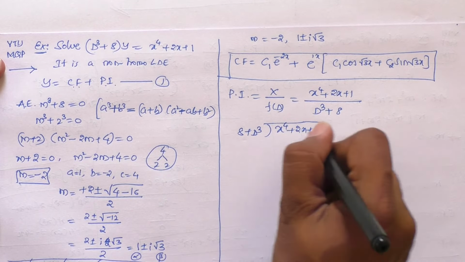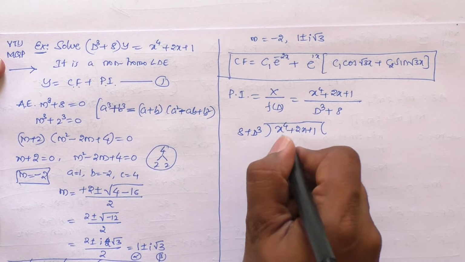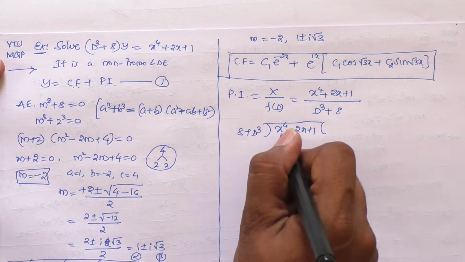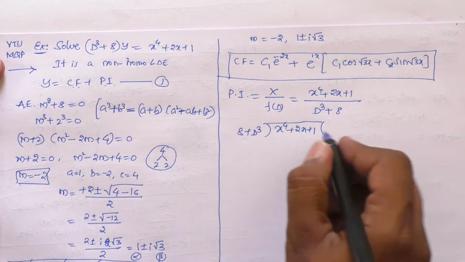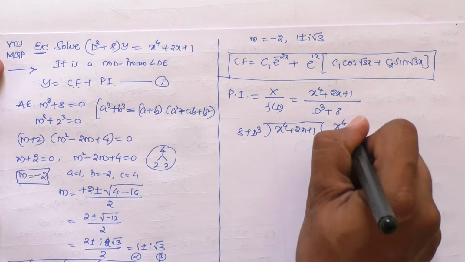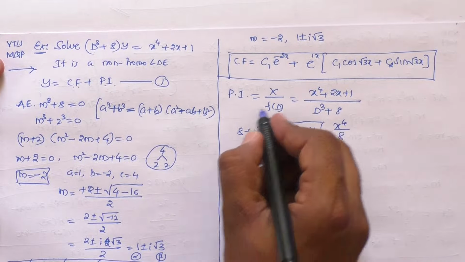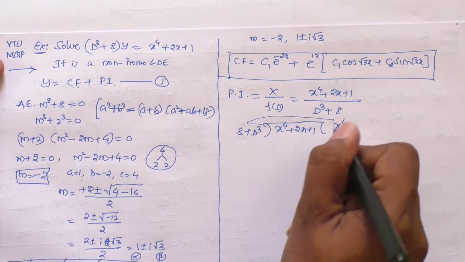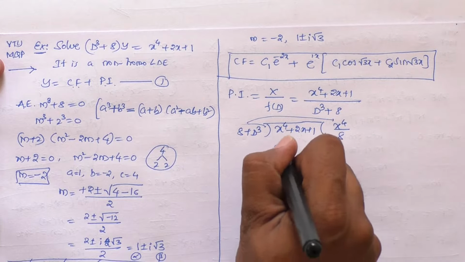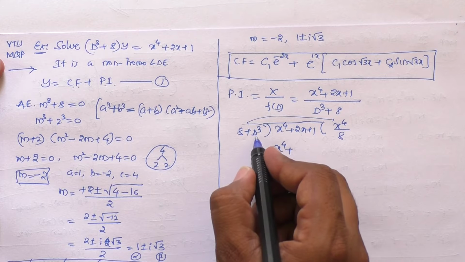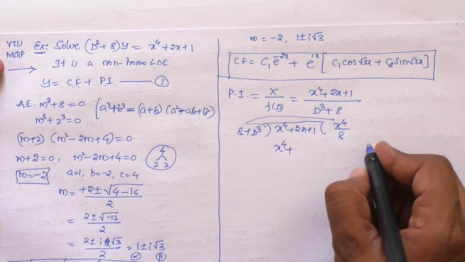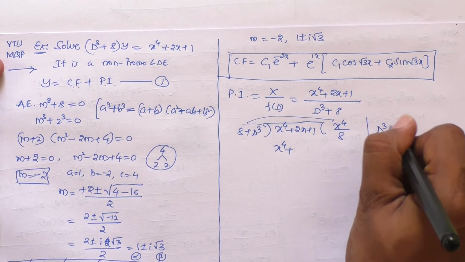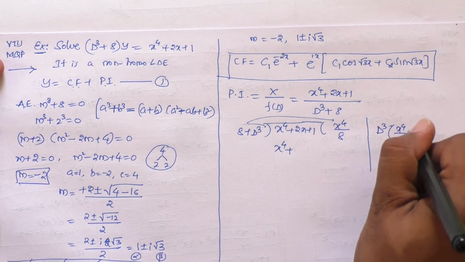So now let us eliminate the terms one by one. In such a way that we need to choose the quotient. X raised to 4, here the first term is 8, so choose the quotient as x raised to 4 by 8. Multiply 8 plus D cube with x raised to 4 by 8, which will be x raised to 4 plus D cube of x raised to 4 by 8. So now let us calculate D cube of x raised to 4 by 8.